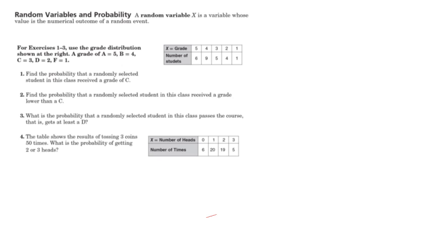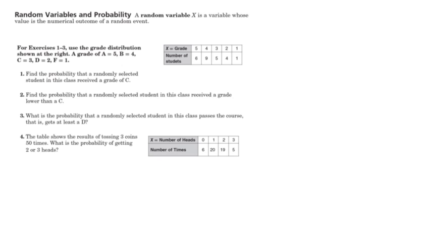By the end of this lesson, you should be able to describe what a probability distribution is, make sure that a distribution is valid, draw a histogram of the distribution, and then use it to find the probability of certain events. First, I'm going to talk about a random variable and probability.